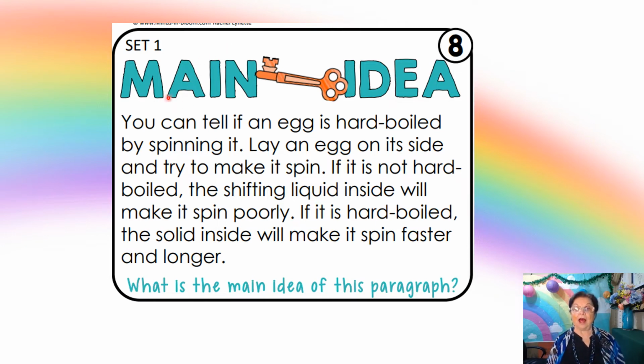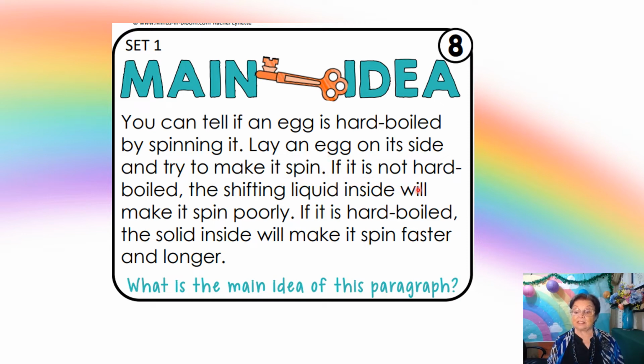This is something I didn't know until I was an adult. Did you know you can tell if an egg is hard boiled by spinning it? Did you know that? If you take an egg and it's been hard boiled, you can spin it to see if it's hard boiled or not. I wonder if that's the main idea about spinning an egg. Let's find out. Lay an egg on its side and try to make it spin. Okay, still about spinning eggs, isn't it?